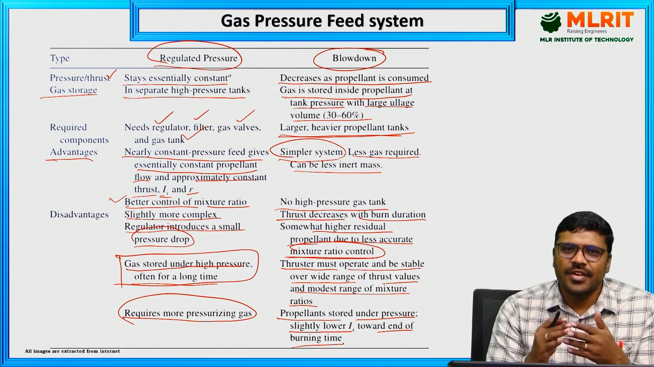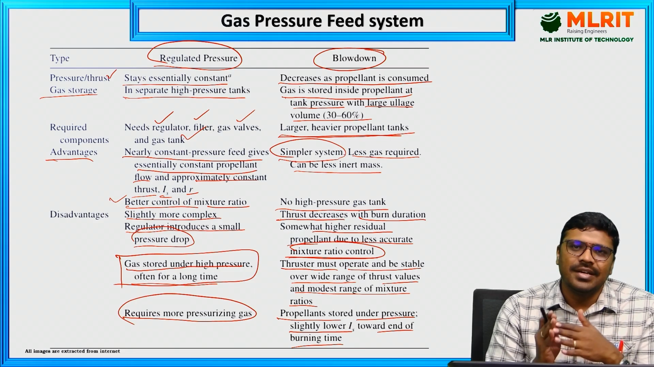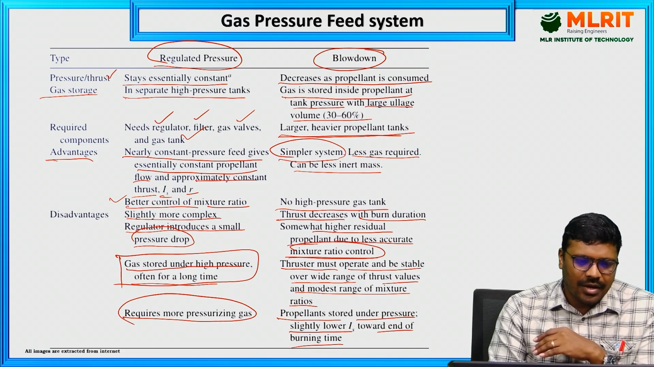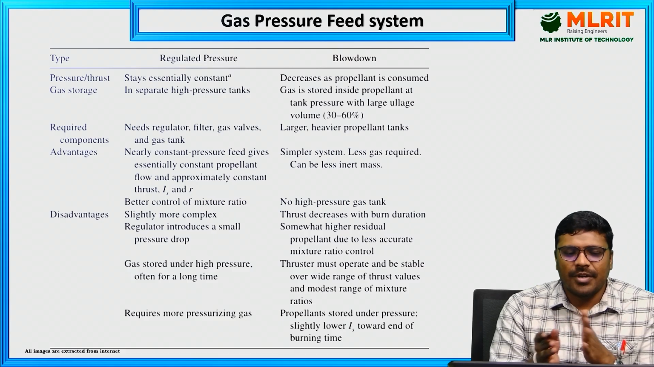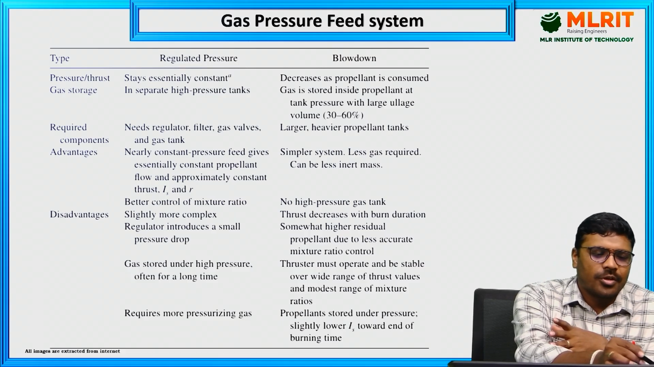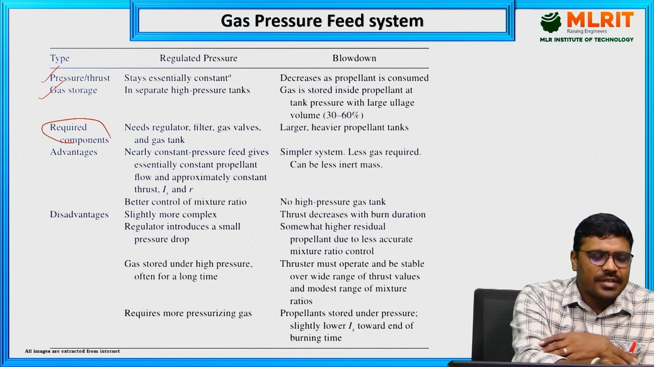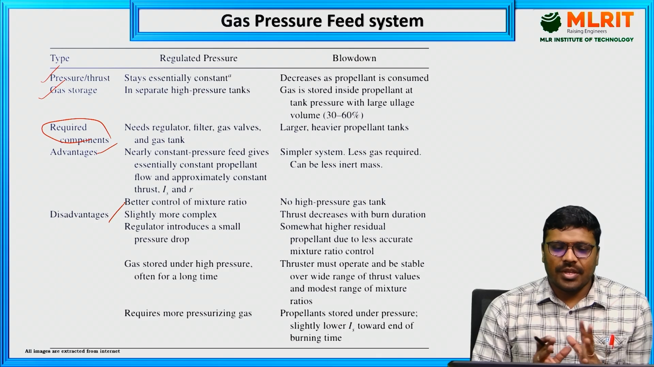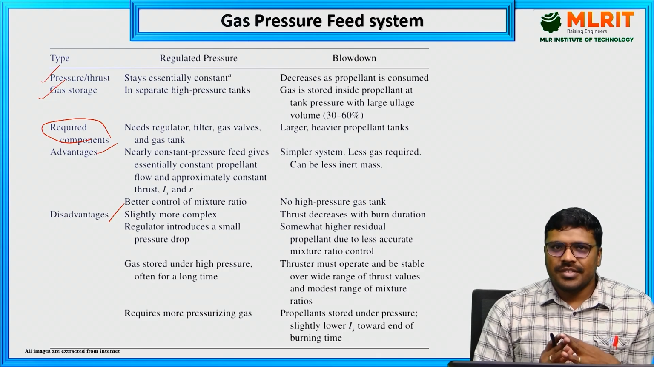Coming to here, the propellant stored under pressure gives a slightly lower specific impulse toward the end of burning time. The specific impulse will not be the same in the blowdown mode as at the starting of the propulsion system. So these are all the differences between the regulated mode and blowdown mode: pressure and thrust, gas storage, required components, advantages and disadvantages. So this is about the gas pressure feed system.